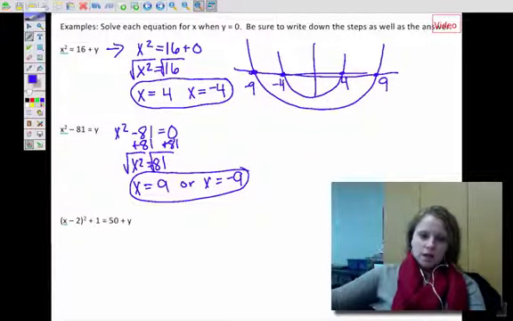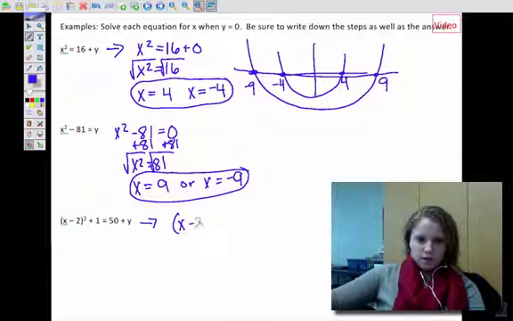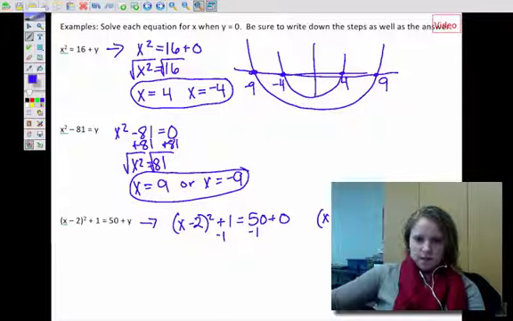Okay? Moving on, this one looks a little more complicated, so let's first plug in 0. So we have the quantity x minus 2 squared plus 1 equals 50 plus 0. Okay, if I subtract 1 from both sides, then we have quantity x minus 2 squared equals 49. Okay, now right here we can't do anything inside this parentheses before we get rid of this exponent. So I'm going to square root both sides, and the square root of x minus 2 squared is just going to be x minus 2. The square root of 49, however, is either 7 or negative 7.